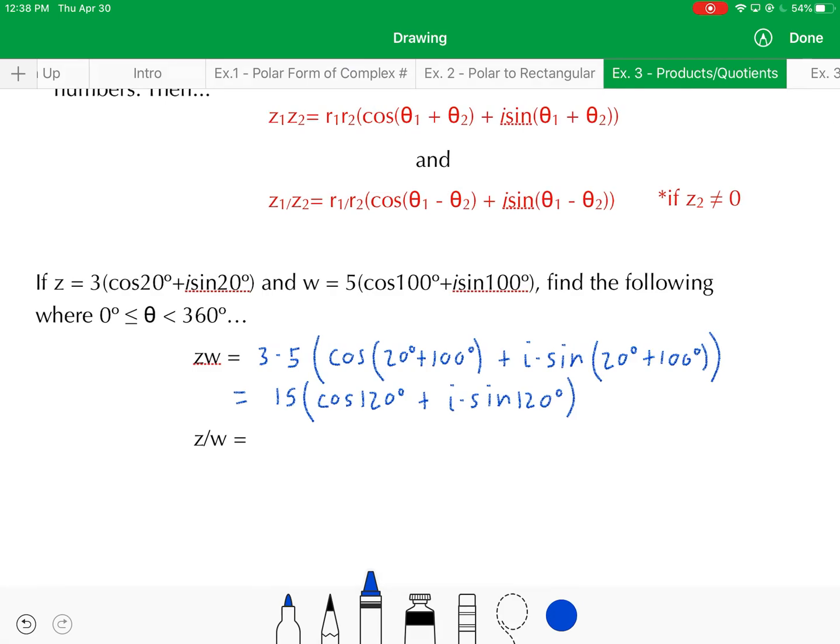And then, of course, you could convert that into rectangular form if you just found cosine of 120, sine of 120, and multiplied each of those by 15. Okay.